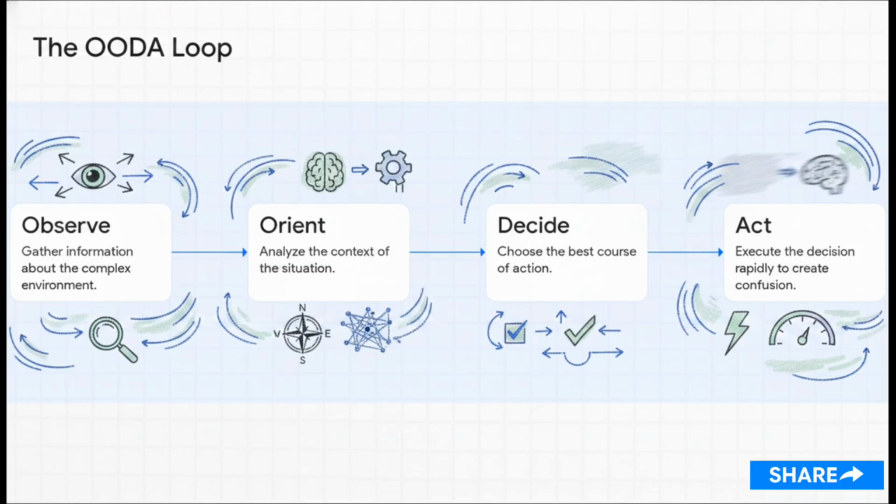Think about it. If you force your adversary to spend all their time just trying to observe and orient to what you're doing, they never actually get to the act phase. You literally trap them in the past.